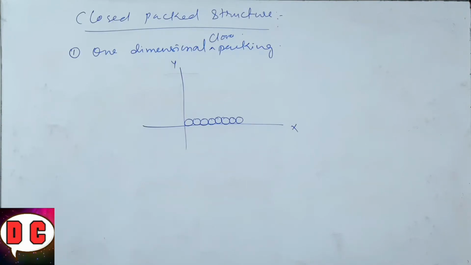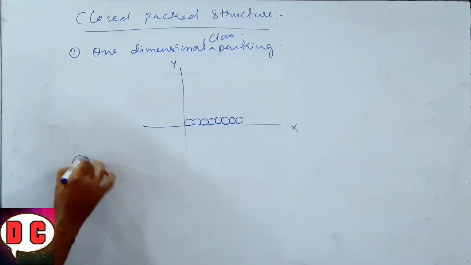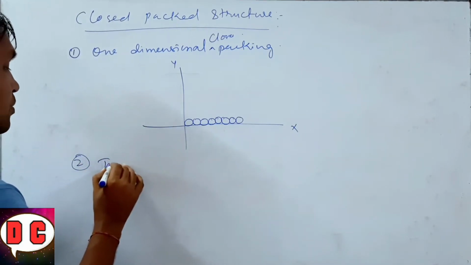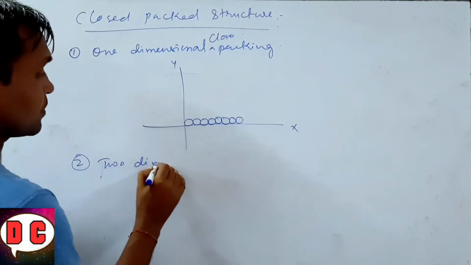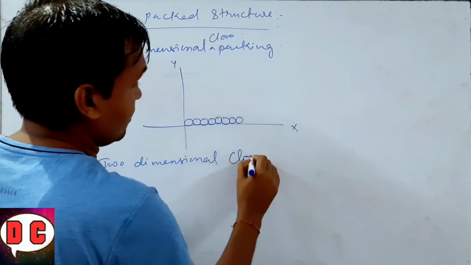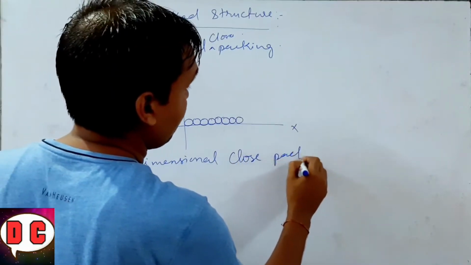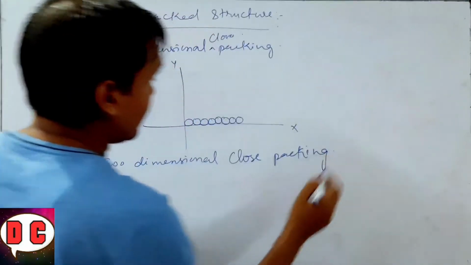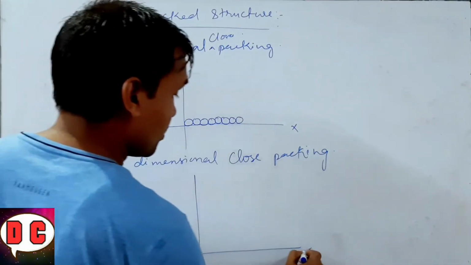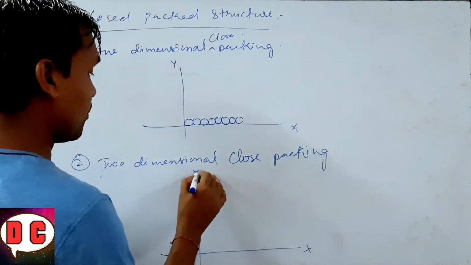Okay, fine. Next one we are going to see is the second one, closed packing in two dimensions. Second one is what? Two-dimensional closed packing. So in two-dimensional closed packing, how will the atoms be arranged? See, this is your x-axis, this is your y-axis.